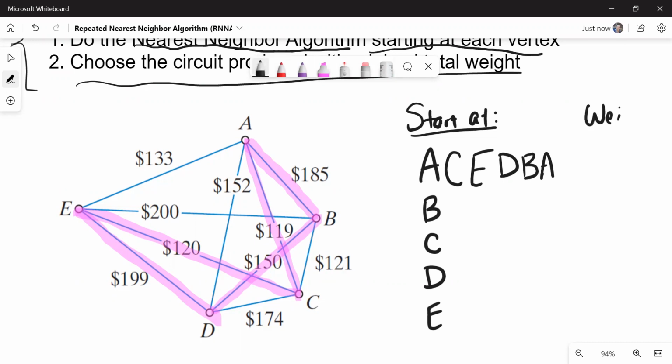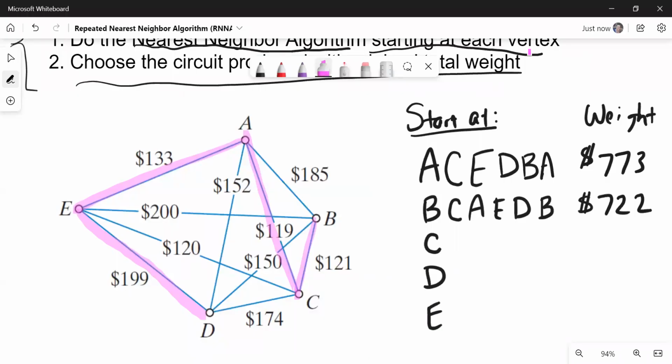Now, what is the weight of that? It would just be the total, the sum of all of the edges that I travel down, all right? So in order, it's 119 plus 120 plus 199 plus 150 plus 185 is 773, in this case, dollars. All right. So is there a cheaper one? Well, there might be, and there might not be. So in this algorithm, what you're basically going to do is consider all the possibilities and see which one's the cheapest of these 5 right here.